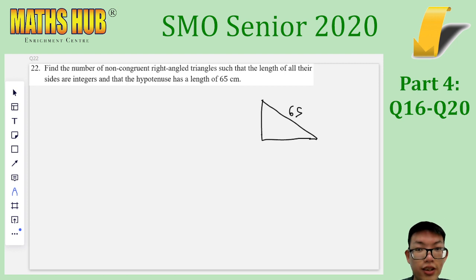The only thing that constrains it is Pythagoras' theorem. We are looking for a squared plus b squared equals 65 squared, where a, b are integers.